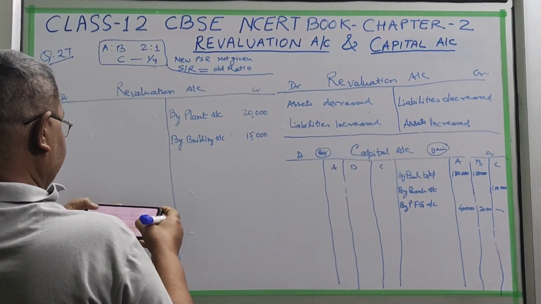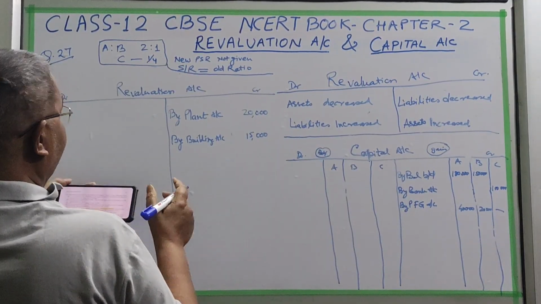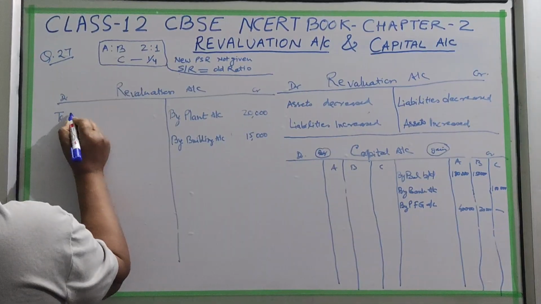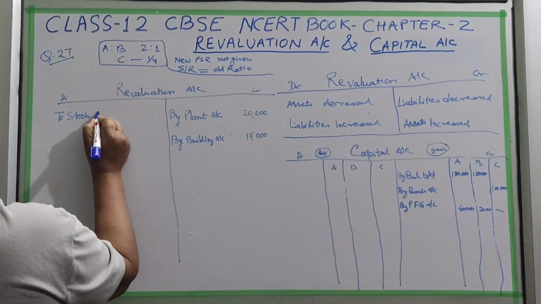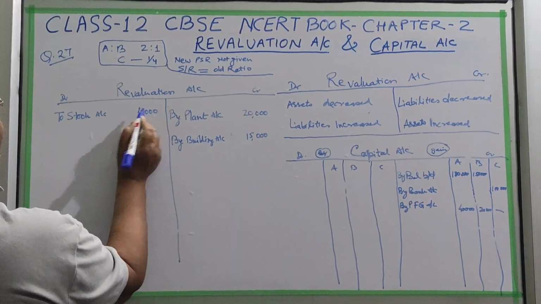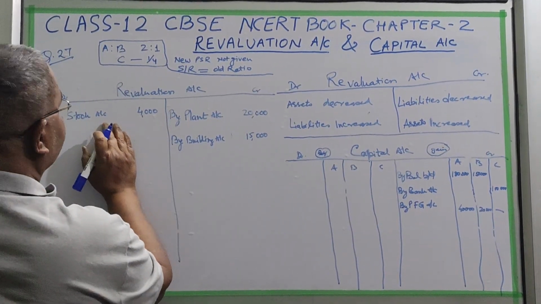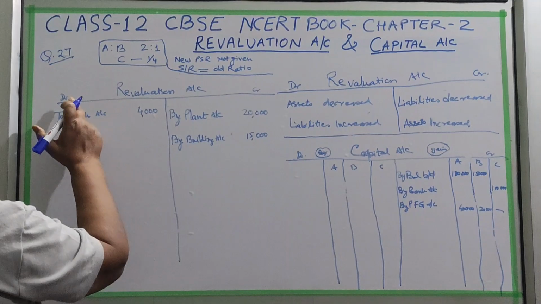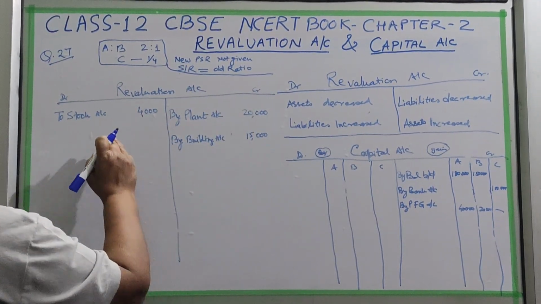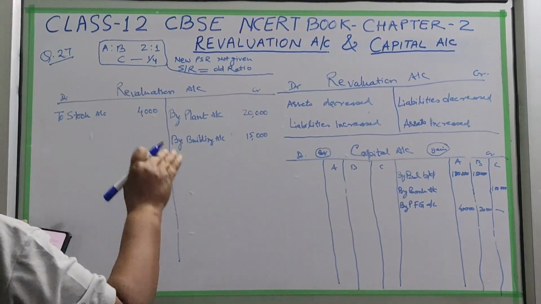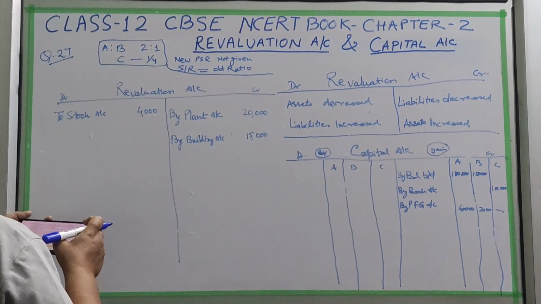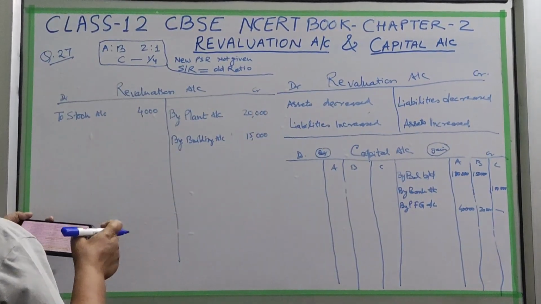Okay. Stock is found overvalued. Now stock is overvalued, so stock is to be reduced. So stock account revalued by rupees 4,000. This entry will reduce the stock, because the journal entry will be revaluation account debit to stock, and stock by nature is an asset. So when an asset is credited, the asset will decrease. So the asset decrease will come to this side.